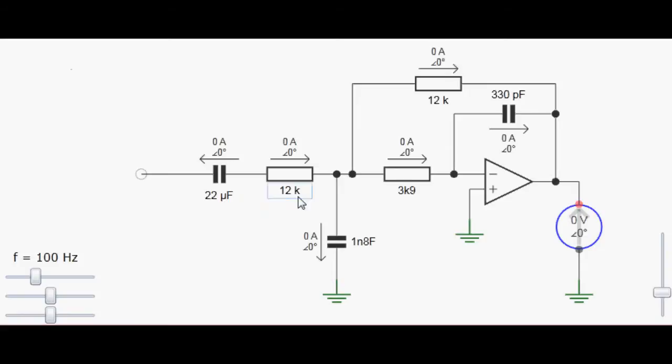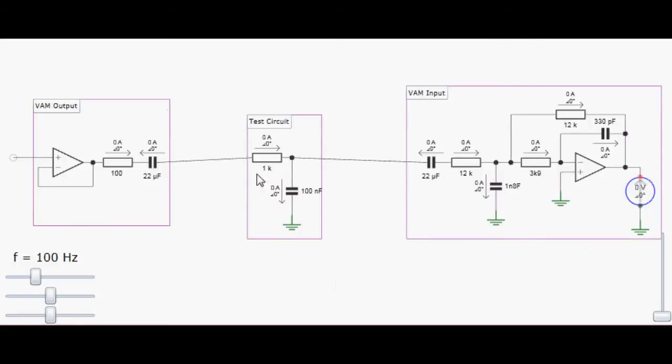So just putting our RC test circuit in between the VAM output and the VAM input, we're not going to be measuring just the performance of our test circuit. We're going to be measuring quite a complicated circuit containing the output impedance of the VAM and all of the filter of the VAM input as well, which is not what we're trying to measure. The solution is add buffers.